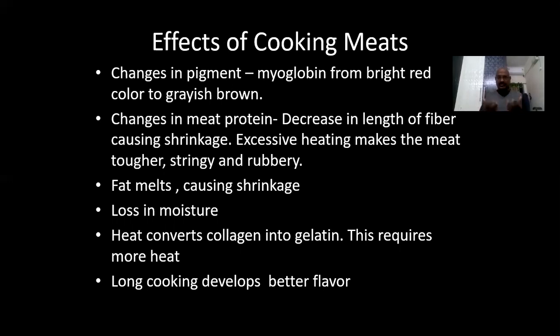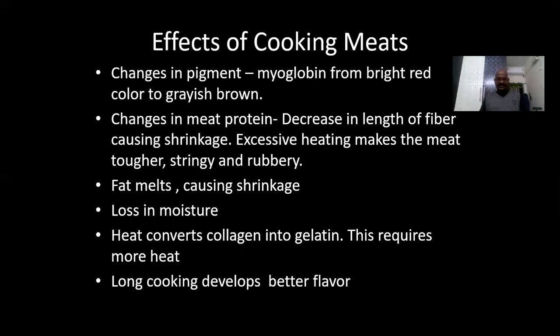When you roast, grill, or cook, the moisture will evaporate. The moisture is released from the meat, and it will shrink. So that's why, when you overcook, the fibers become tough, stringy, and rubbery.